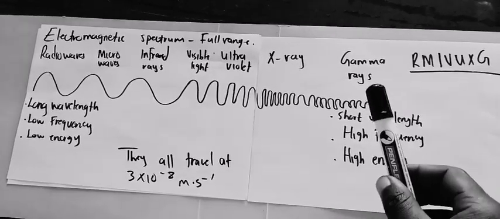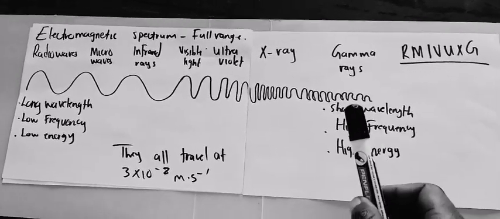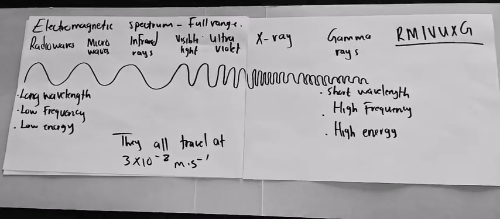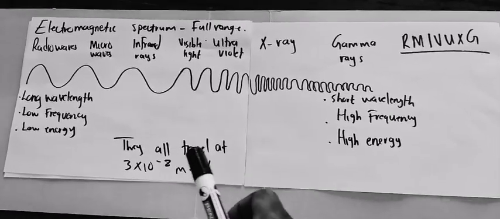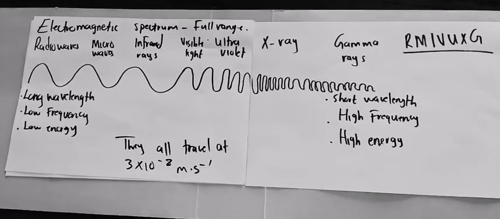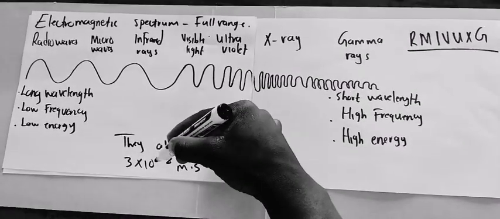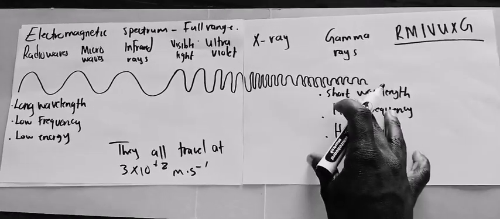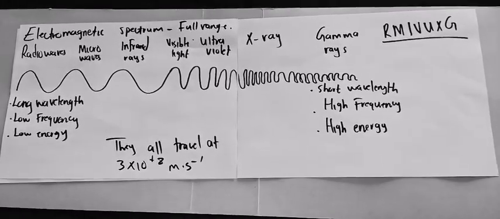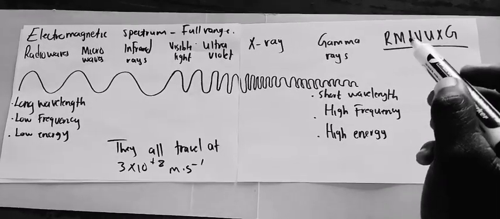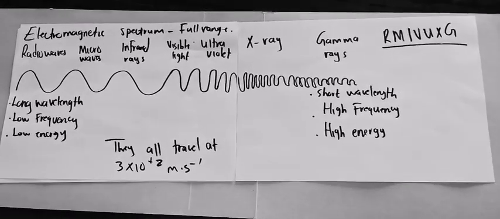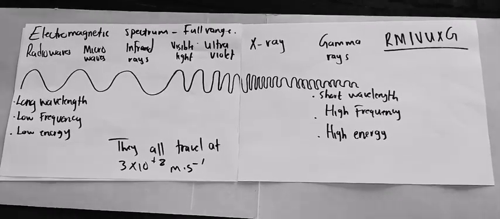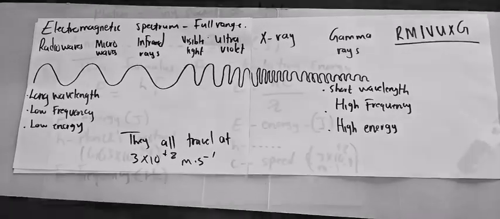They all travel at the speed of 3 times 10 to the power positive 8 meters per second. Gamma rays have a short wavelength, and radio waves have a long wavelength. And there is a way of knowing this: R, M, I, V, U, X, G, where R is the radio wave, M microwave, and I being infrared, then those ones, just look at them there.